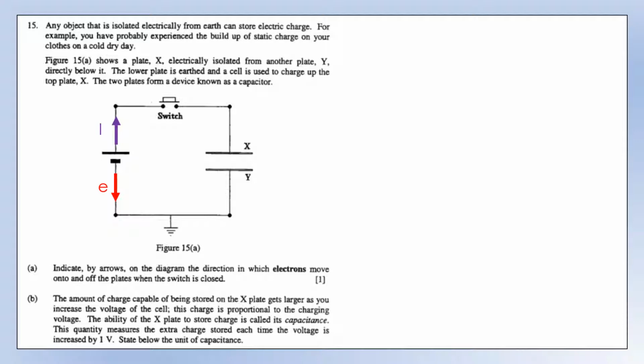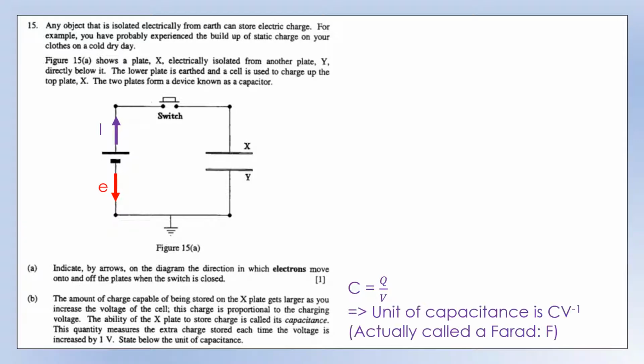Okay, so the amount of charge capable of being stored on the X plate gets larger as you increase the voltage. So the bigger the voltage, the more charge you can store on the plate. That's what that's saying. The ability of the X plate to store charge is called capacitance. The quantity measures the extra charge stored each time the voltage is increased by 1 volt. So essentially we say capacitance is the charge you store per volt. And that means it's going to have the unit of coulombs per volt. But incidentally, for those of you interested, it is actually given a name and it's called a farad after Michael Faraday.